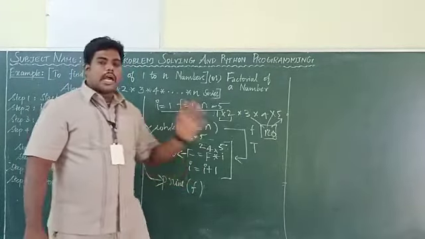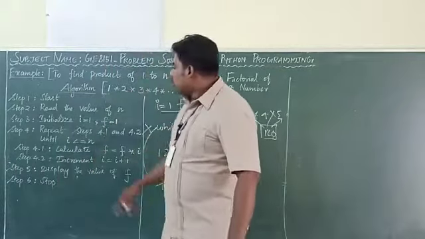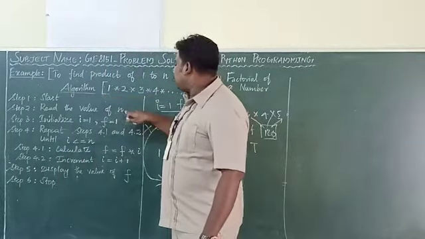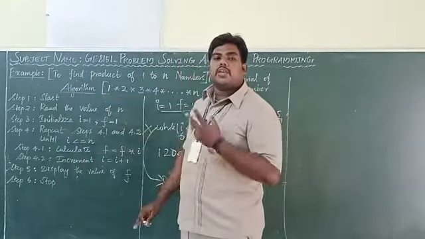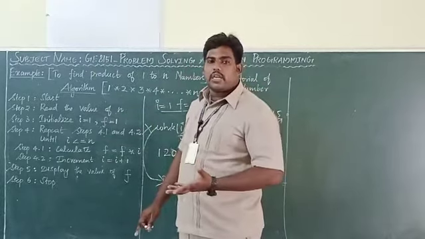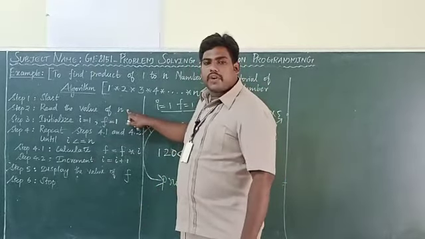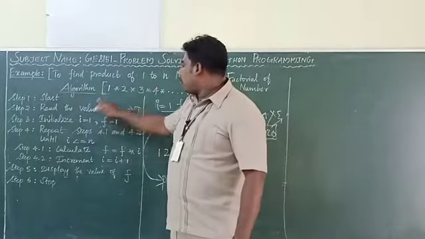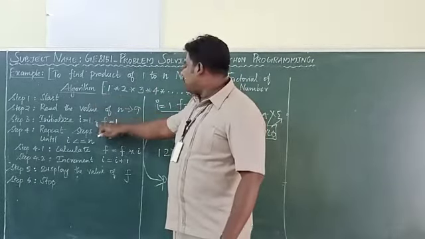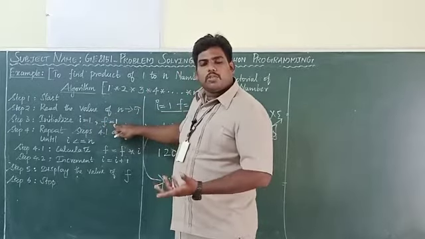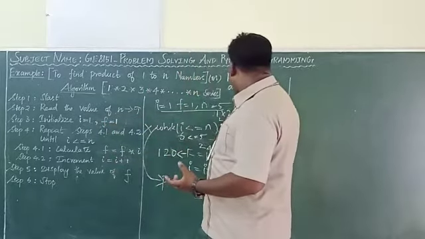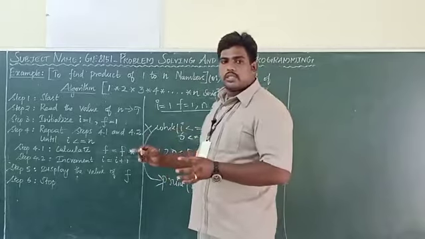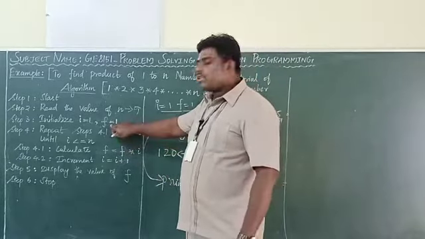The same thing I am going to write in the algorithm. First start. Read the value of n. N value. Which value you want to find, the product or factorial? So I am using 5. N value is 5. Now, starting position is i. That is 1. And what's the reason I am using f? F is used to store the intermediate answers as well as store the answer.